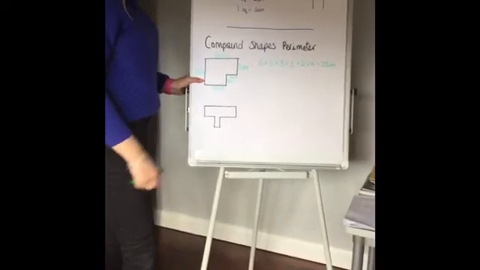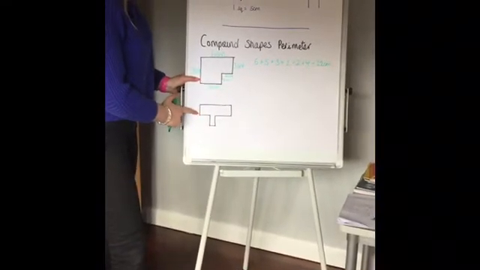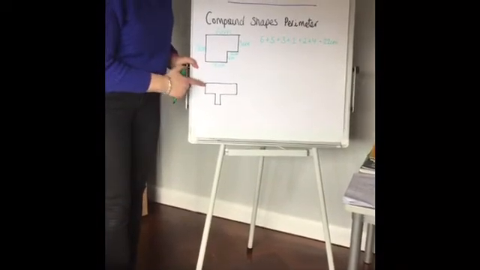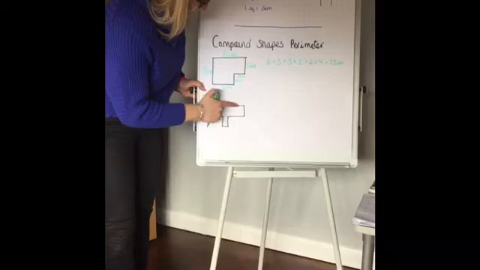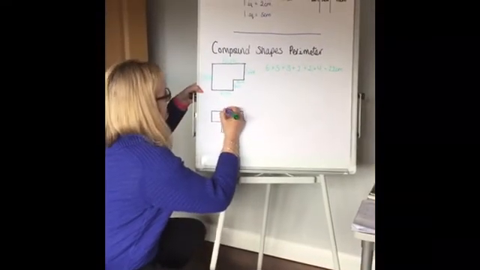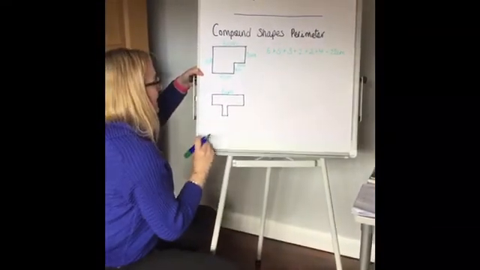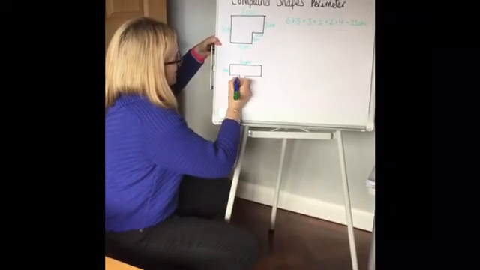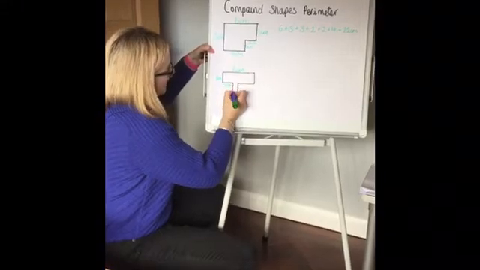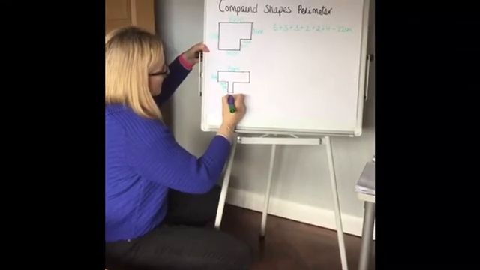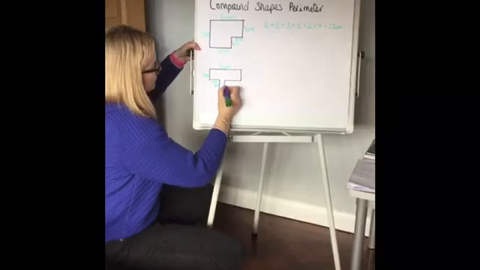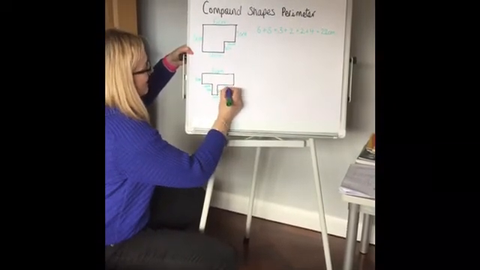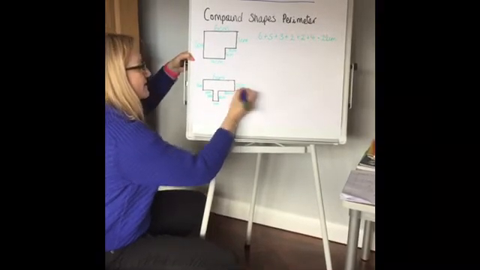Now my next compound shape is down here. Again, we're assuming that each square is 1 centimetre. So I can see that it's 1, 2, 3, 4, 5, 6 centimetres across. I can see that it's 2 centimetres down the side, another 2 there, 1 here, 2 centimetres here, 3 centimetres there, and 2 centimetres there.